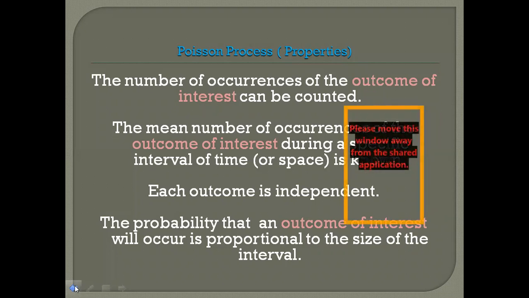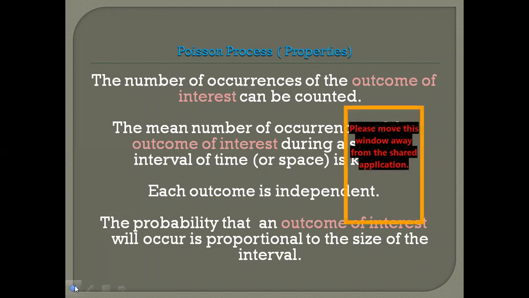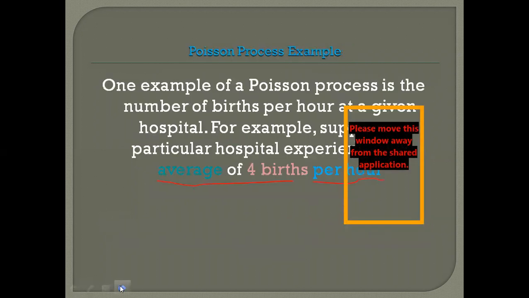And one more very important property is that each outcome is independent. The probability that an outcome of interest, here a birth of a baby, will occur is proportional to the size of the interval. What does it mean? It means that if you're looking at 1 hour and you increase it to the next 2 hours, as you increase the interval, the probability that more births will happen will increase, right? This is very common sense.